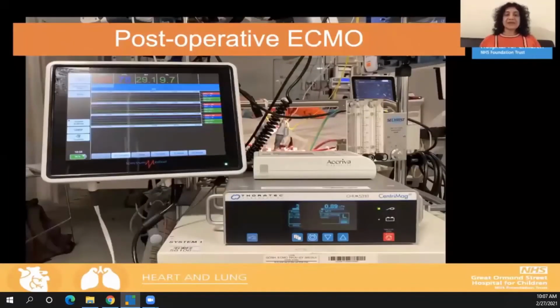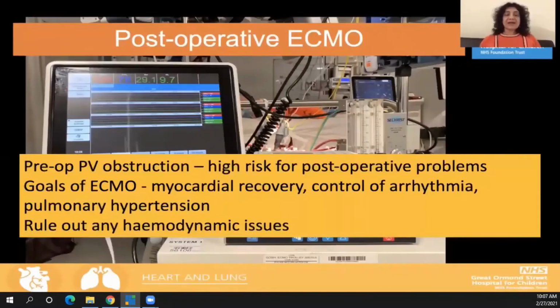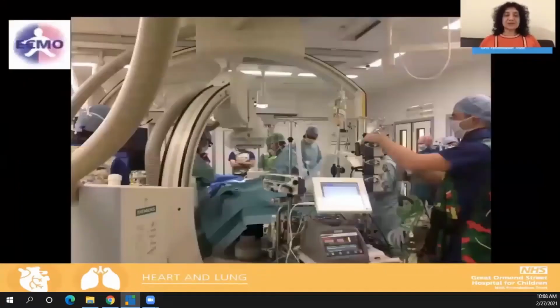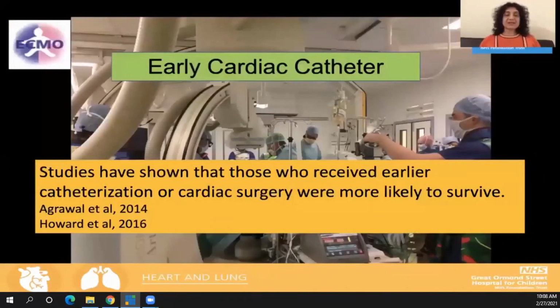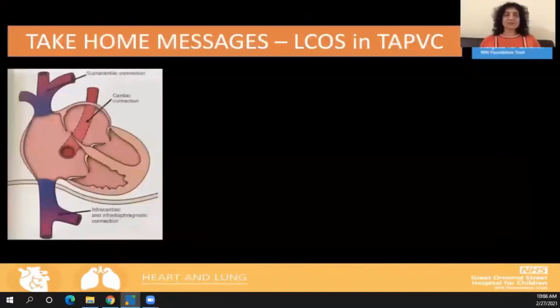Postoperative ECMO is a bailout strategy if there is severe pulmonary hypertension, like a hypertensive crisis, or severe persistent arrhythmias. Again, high risk for postoperative problems in the situation where there is preoperative pulmonary venous obstruction. The goals of ECMO are myocardial recovery, control of arrhythmia, and control of pulmonary hypertension. Again, very important to rule out any hemodynamic issues, any residual lesions, and sometimes it may be necessary to do a cardiac catheter to understand if there are any residual problems.